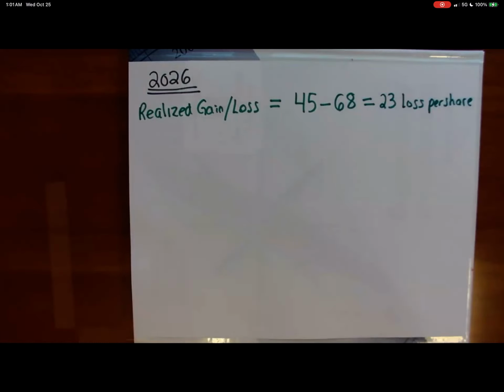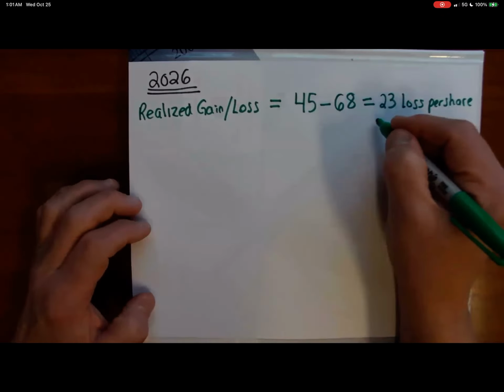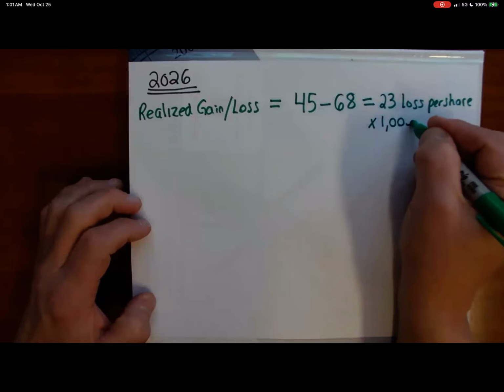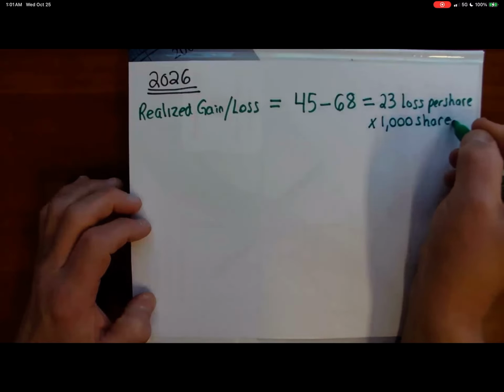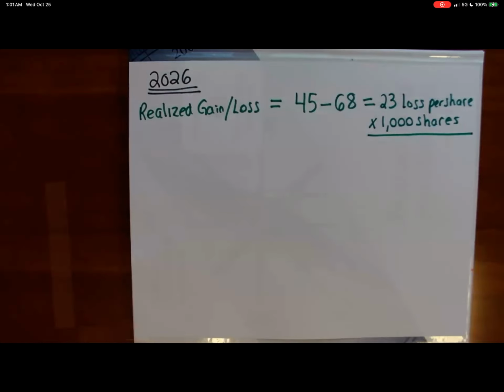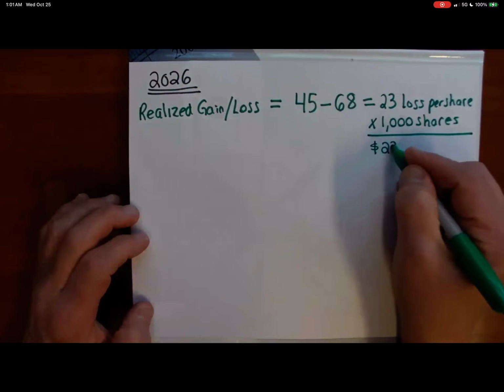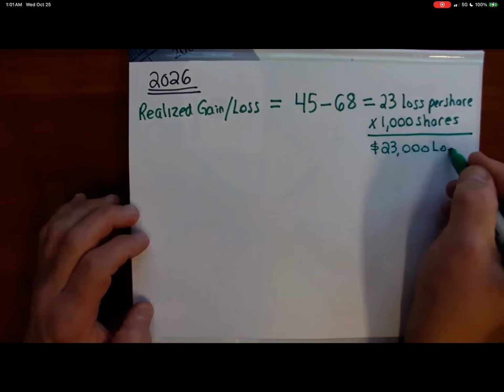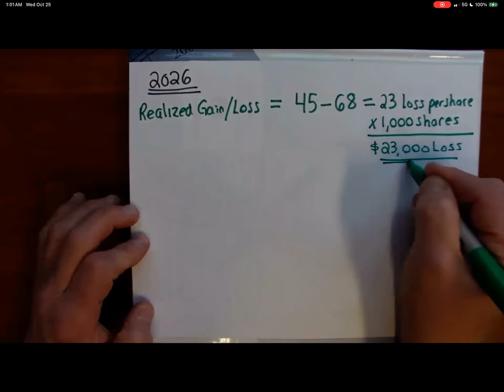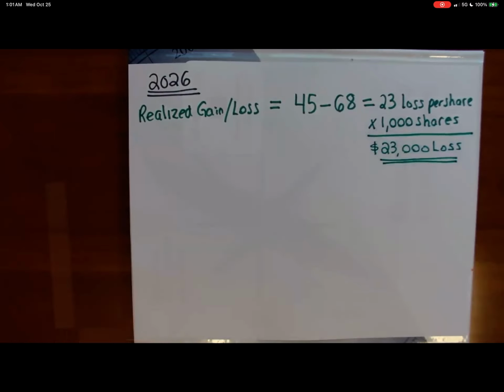Carter, how many shares do you multiply that by? 1,000. This is based on what we sold. And we sold 1,000 shares, giving us a realized loss for 2026 of $23,000. All right, good job, Carter. Stay with me. But first, any questions from any of you on his numbers?